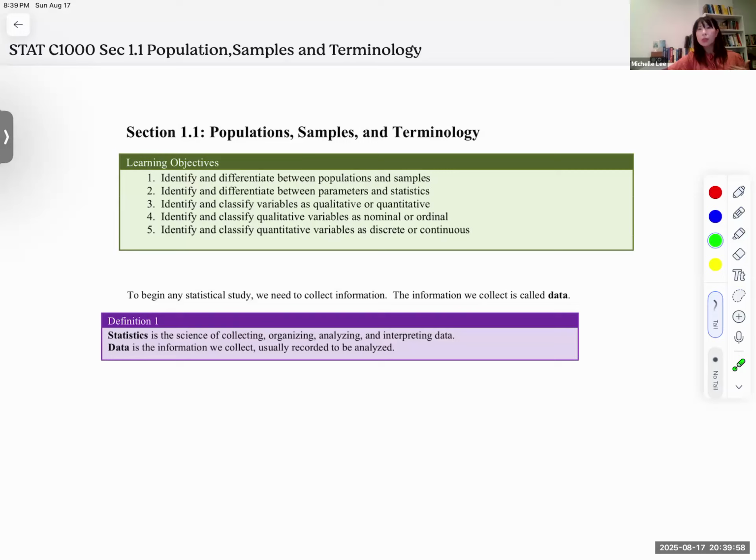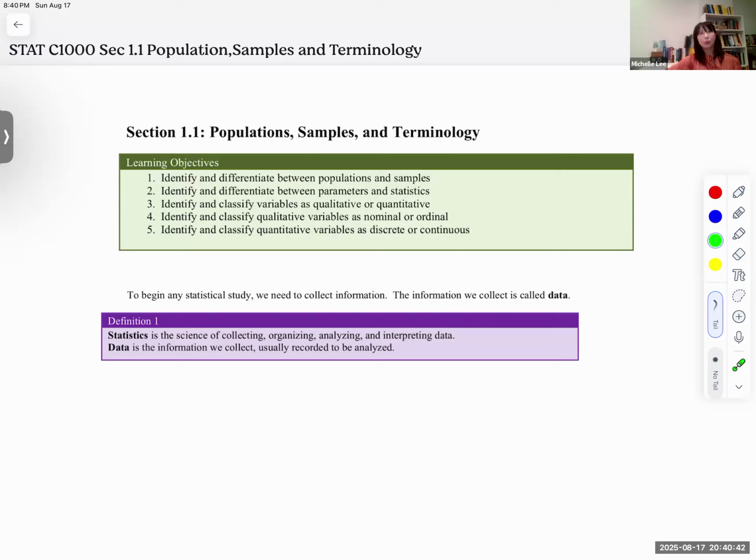Okay, now let's talk about the definition first. What is statistics? The definition is that statistics is the science of collecting, organizing, analyzing, and interpreting data, right? Then what is data? Data is the information we collect, usually recorded to be analyzed. We're going to do more examples later.